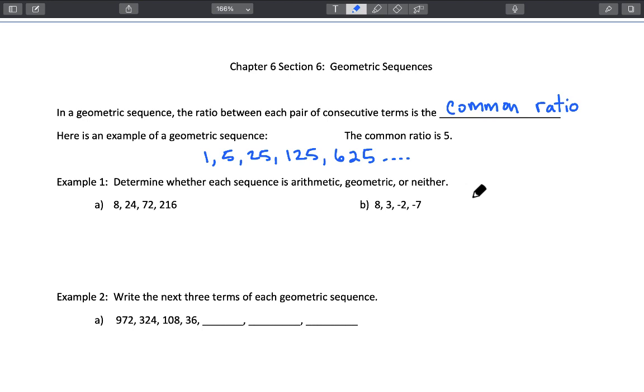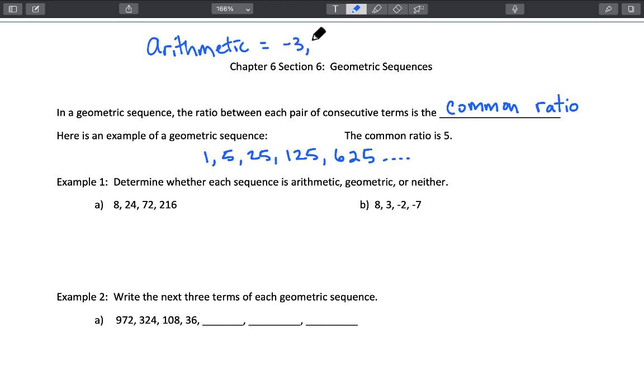Section 6. Today we're going to talk about the topic of geometric sequences. Now earlier on this semester we learned about arithmetic sequences, so just a little bit of a review to help you understand the difference. An arithmetic sequence was a sequence that had a common difference.